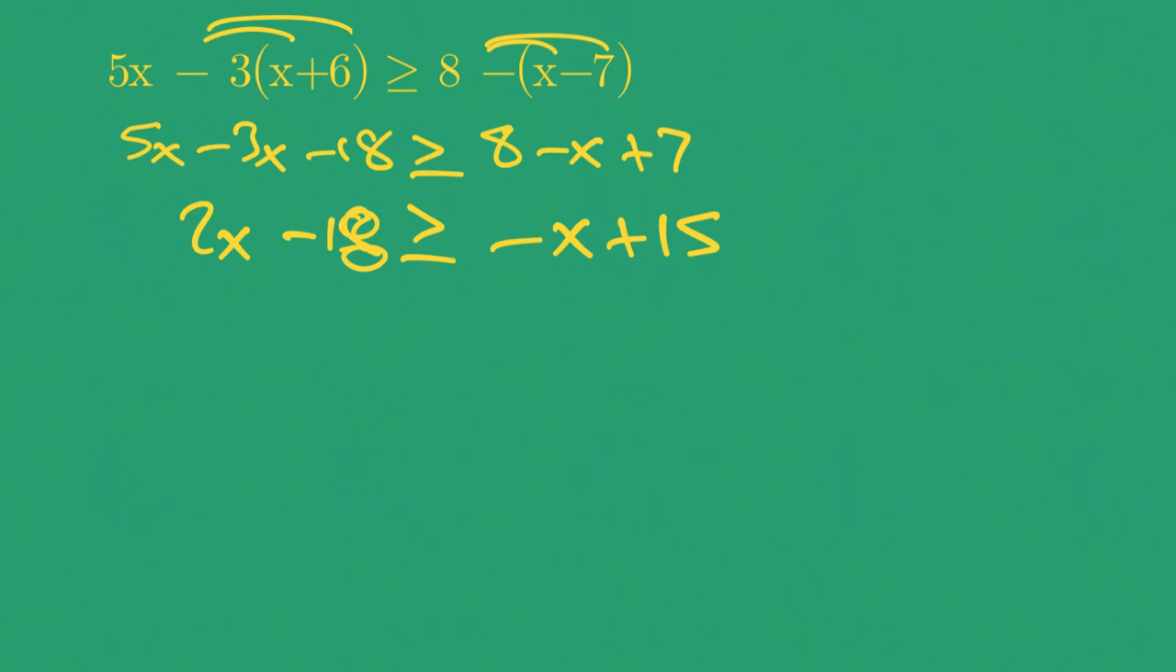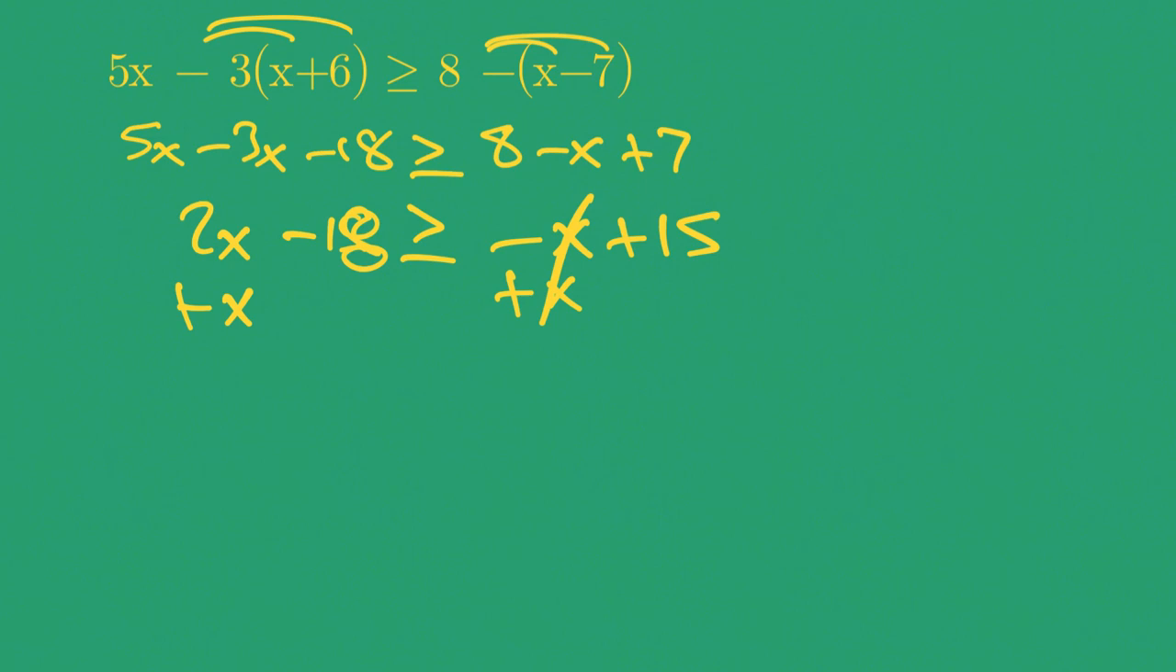Now, x is on both sides again. Which x do you want to move? The negative x? I would agree. How do you want to move negative x? Good. So let's add x to both sides. We're going to move the negative x from the right to the left with addition.